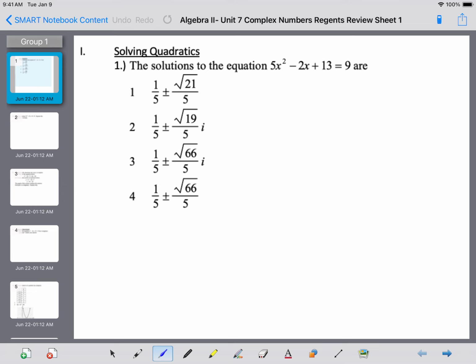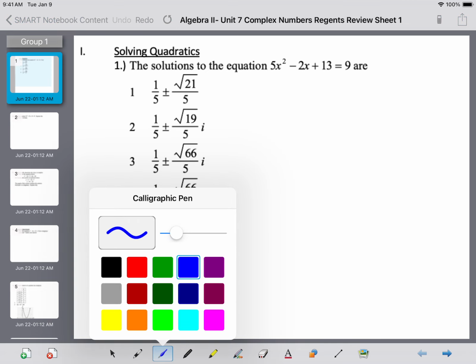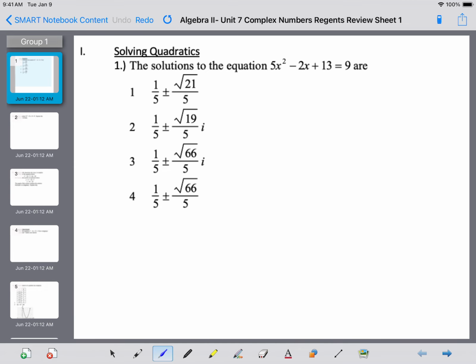So first, you just have a quadratic. And when you see your options have i in them, you know it's probably going to be a complex or imaginary solution. So you're not going to be able to factor this. So what I'm going to do is set it equal to 0. Whoops, 13 minus 9. And now you just use the quadratic formula.